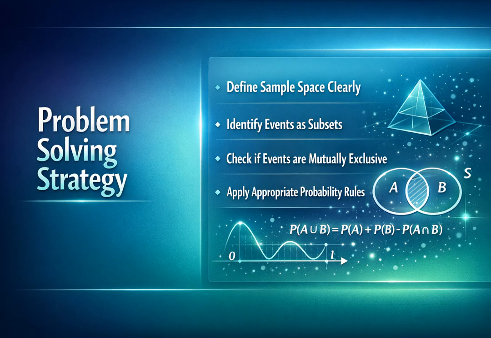Problem-solving strategy. First, define the sample space clearly. List all possible outcomes. Identify the events of interest as subsets of the sample space. Check whether events are mutually exclusive or have overlap. Apply the appropriate probability rules: addition rule, complement rule, or direct counting.